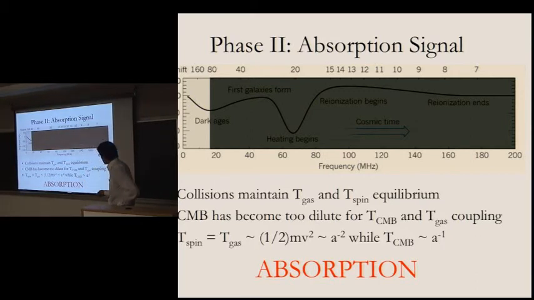But now T gas scales like 1/2 mv squared, and v is like a peculiar velocity going as 1 over a, so T gas goes as 1 over a squared, whereas T CMB goes as 1 over a. So the gas is much cooler than the CMB, which in turn means that T spin is much cooler than the CMB, and you get net absorption. The CMB is pumping energy into the hydrogen atoms. That's this first feature here.